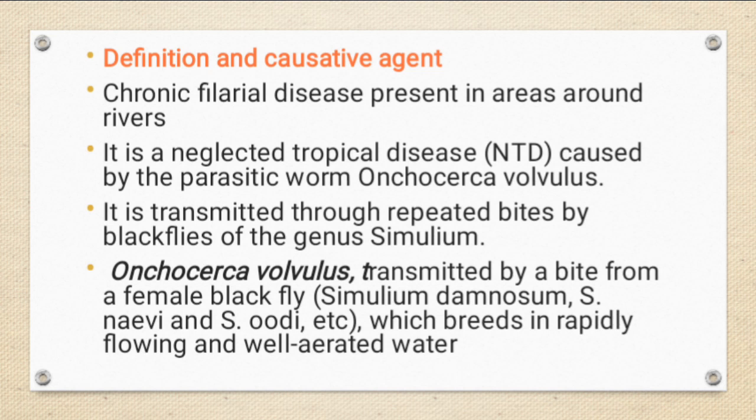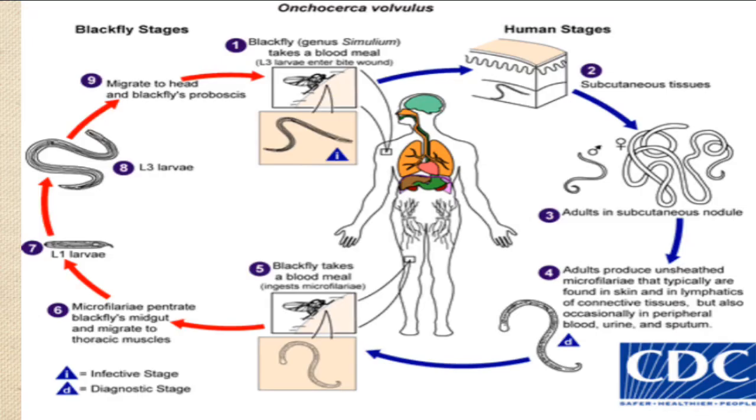This Onchocerca volvulus is transmitted through the bite from a female blackfly, which usually breeds in rapidly flowing, well aerated water. So here is the life cycle of this Onchocerca volvulus. Usually, it has two stages, the blackfly stages and the human stages.